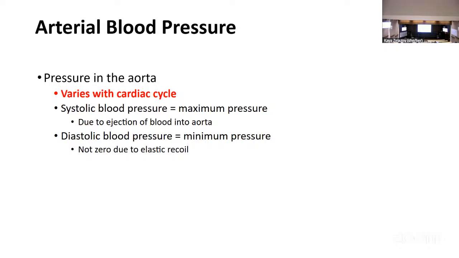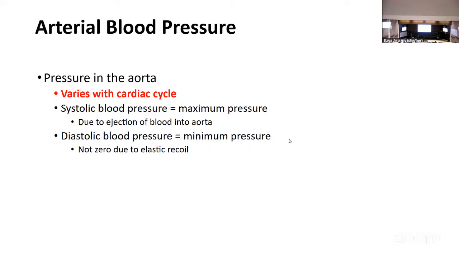So the highest pressure we see in the aorta, the pressure that we're storing in those walls, is that maximum pressure that we have during systole. So when the heart squeezes, we have that ejection of blood into the aorta. We hit our systolic blood pressure at that maximum pressure.